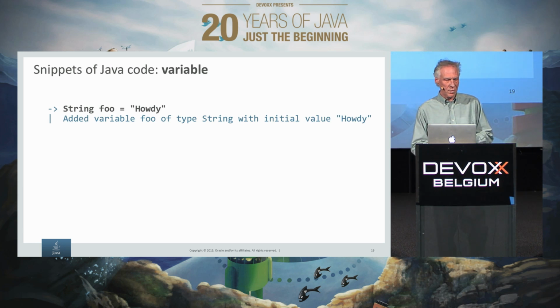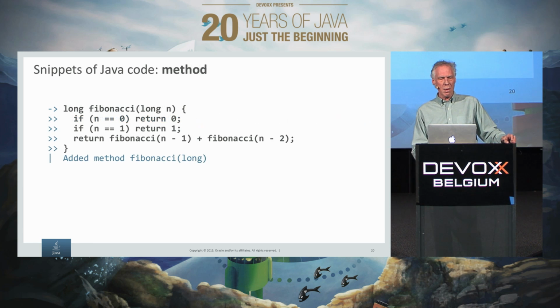So, for example, you want to create a variable, foo. You just type in String foo equals, in this case, howdy. And in this case, it will tell you it's created that variable, what the type is, and what the value is. What about a method? So we want to create a Fibonacci method. We type long fibonacci, open brace, hit return. Notice this time it gives us a different prompt. It knows that that input isn't a complete snippet of code. And we can enter our whole method. At the end, it says we've added a method.